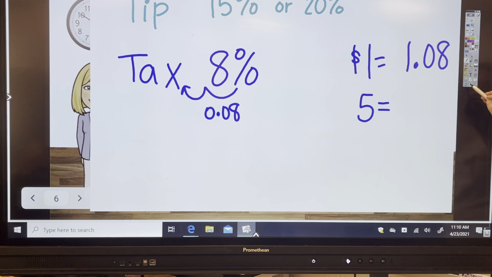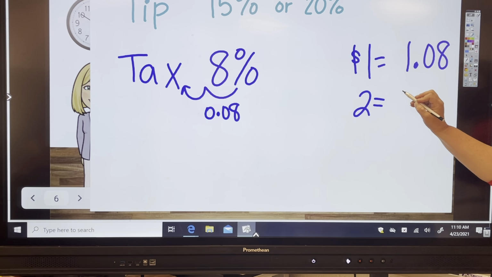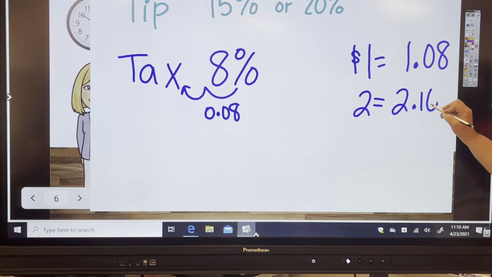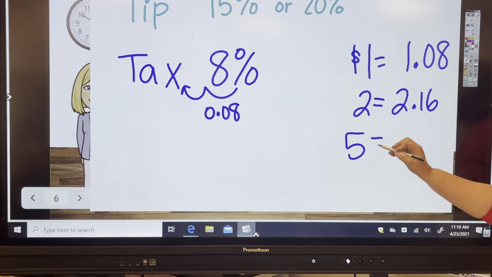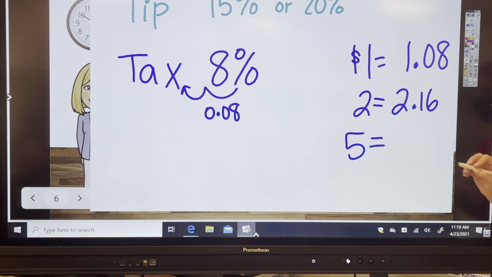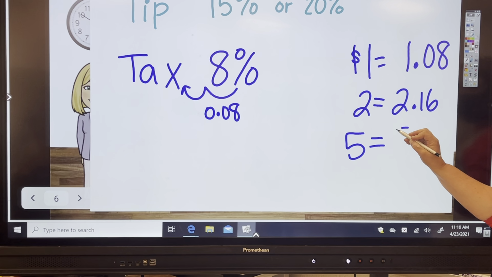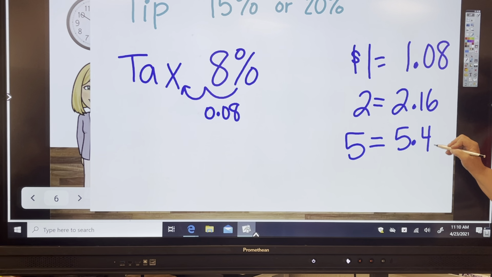What if you buy a $5 item? Let's go back. What if we buy a $2 item? $2.16. What'd you have to do to the 8? Multiply by 2. You could add 8 cents, or you could multiply by 2. What if we buy a $5 item? $5.40, because we've got to multiply the 8 cents times the 5.